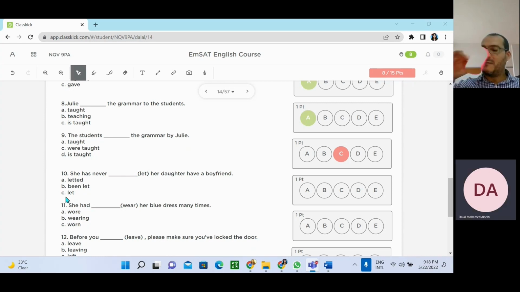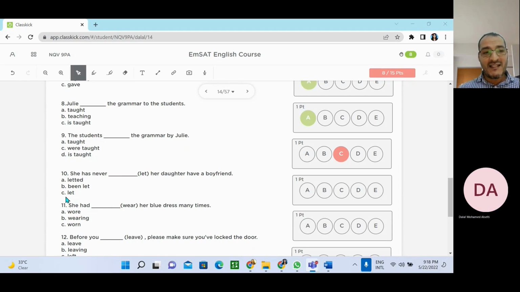Why let? Because let is like a stative verb, I think. Let does not have any past or past participle form. Present, past, and past participle are the same, without any change. So we say she has never let. She let as a past form. She lets, present. She has let, the same word. So we cannot say "let it."